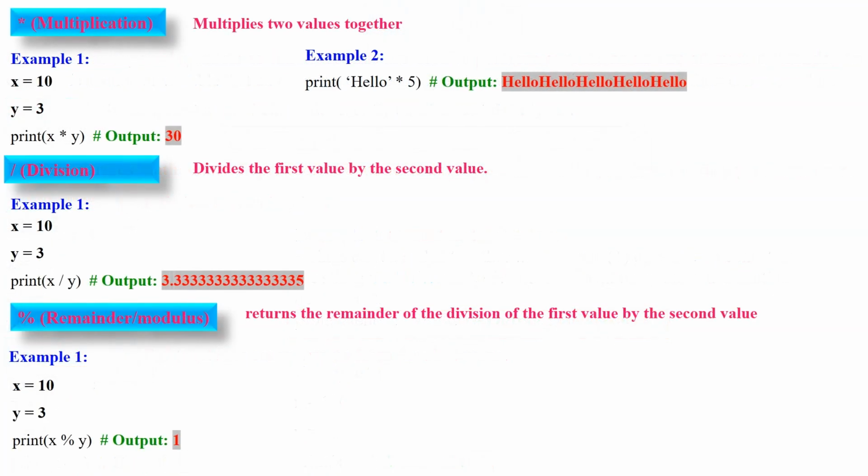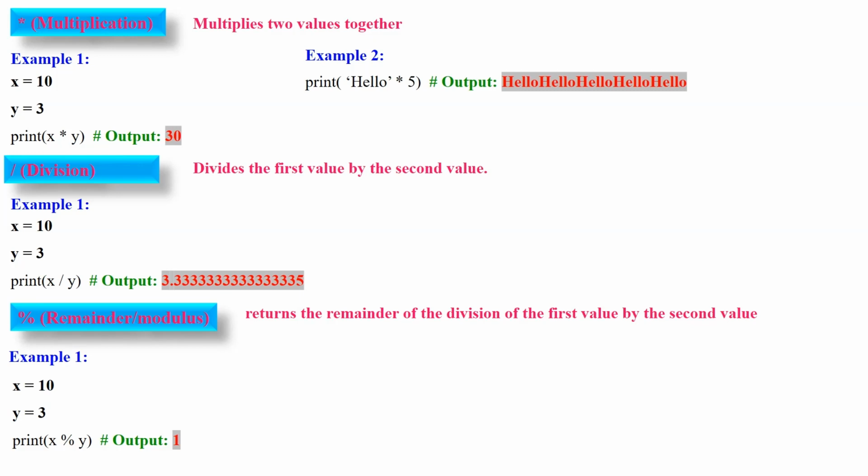Next arithmetic operator is multiplication, which multiplies two values together. In example 1 of multiplication, we assign the value 10 to the variable x and the value 3 to the variable y. Then, the expression x asterisk y multiplies the values of x and y, resulting in 30. Finally, the print function outputs the result, 30, to the console.